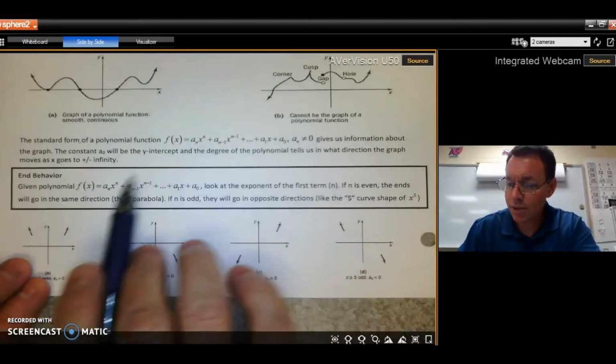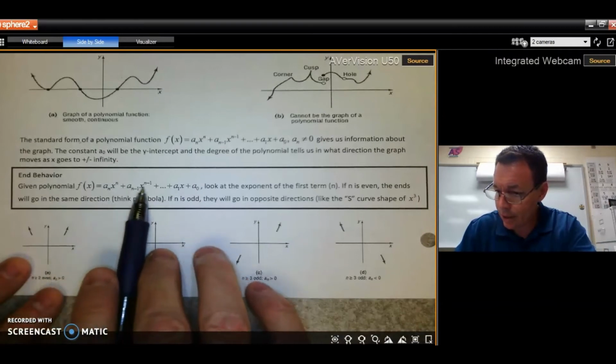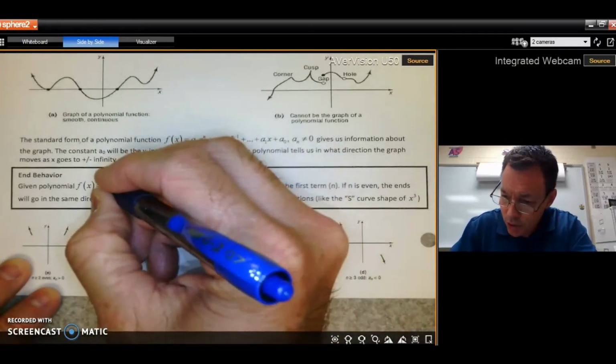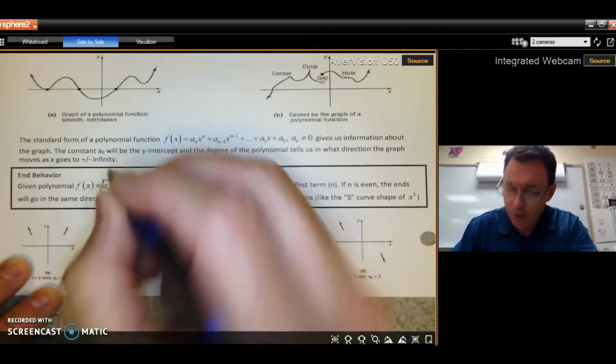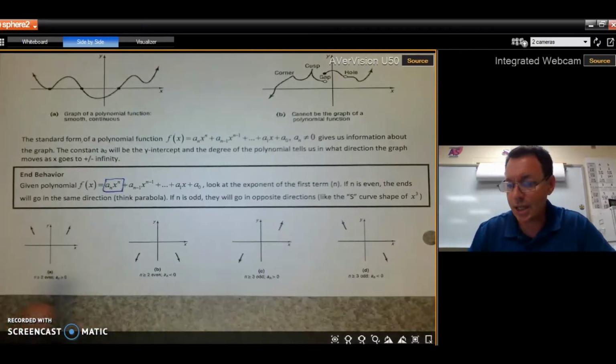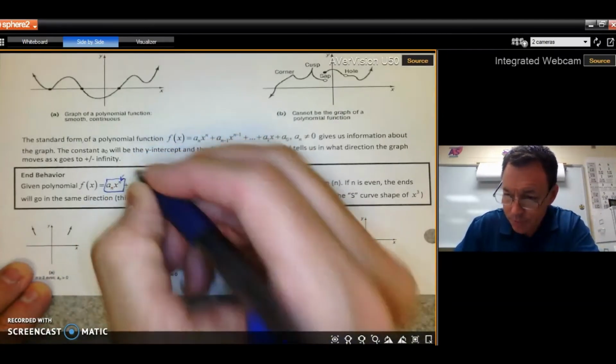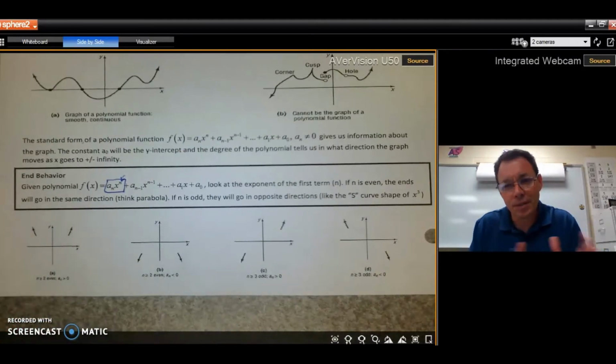So if you are given some polynomial, so here's some crazy polynomial, all you do is you look at this first term right here. That first term is going to tell you exactly what the ends of your graph are going to do. And actually, more specifically, you're just going to look at this exponent right here. Well, the exponent, and then there's one other.